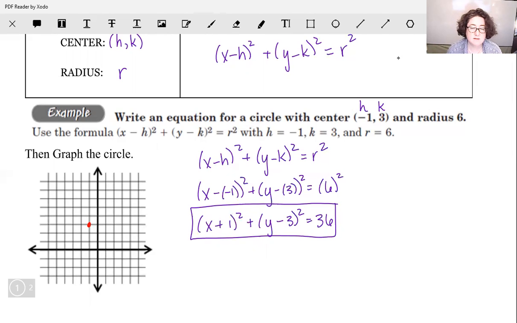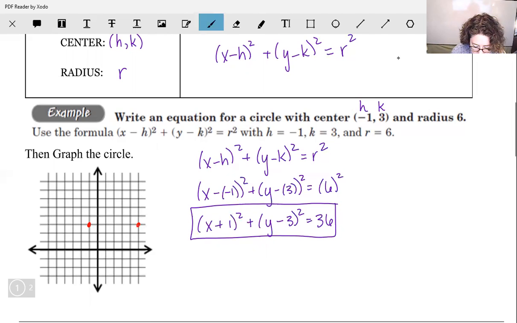Well, let's just count out left, right, top, bottom, and sketch in the circle. So over 1, 2, 3, 4, 5, 6, up 6, which is right at the edge of the graph. That's okay. And same thing, 6 left, right at the edge, and down at the bottom.